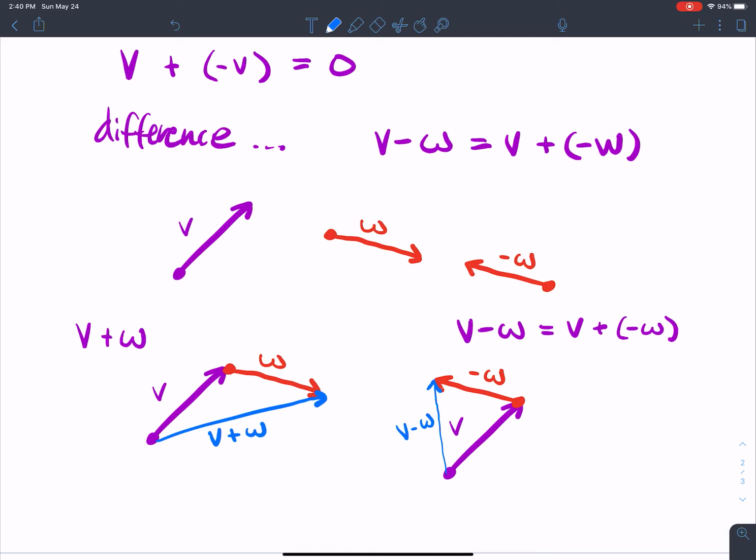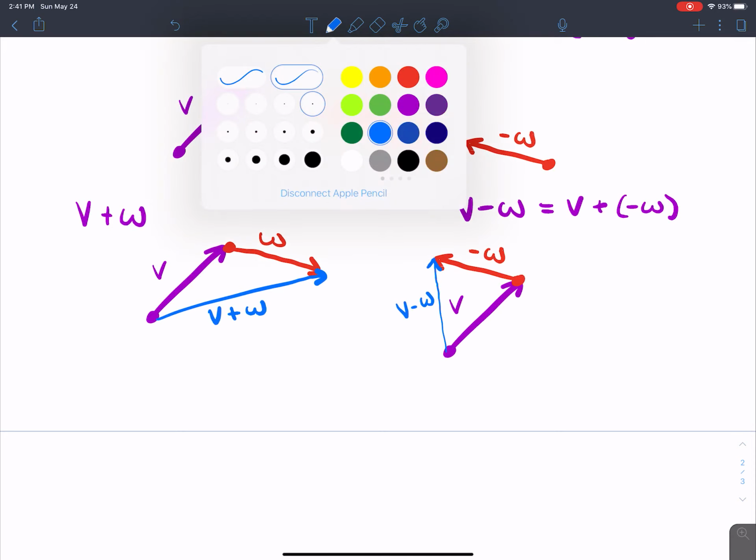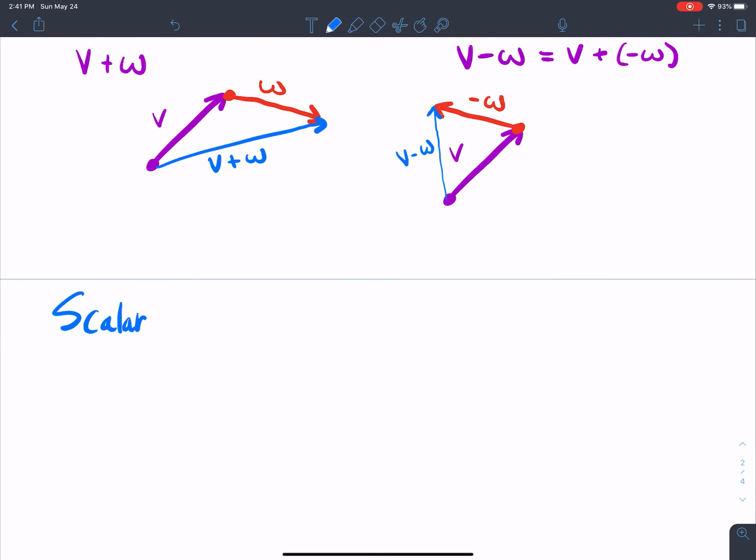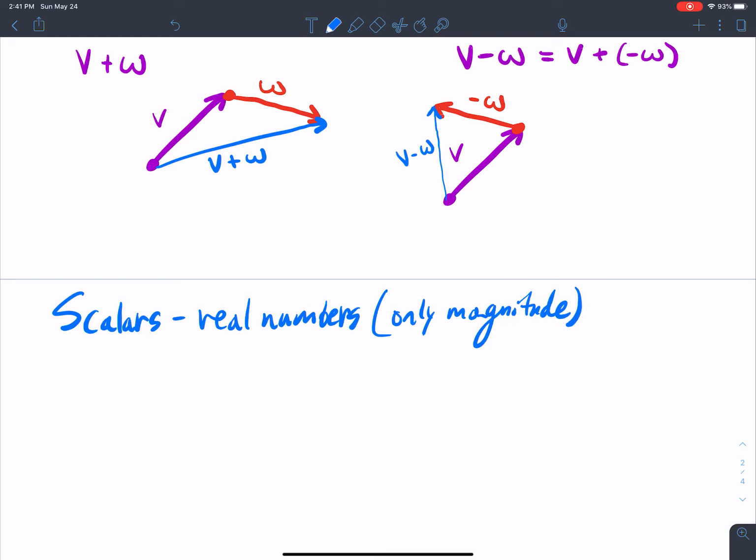So multiplying vectors by numbers geometrically. When dealing with vectors, real numbers are referred to as scalars. These are real numbers. They're quantities that have only magnitude, no direction. Examples of scalars from physics are temperature, speed, time. So now we define how to multiply a vector by a scalar.